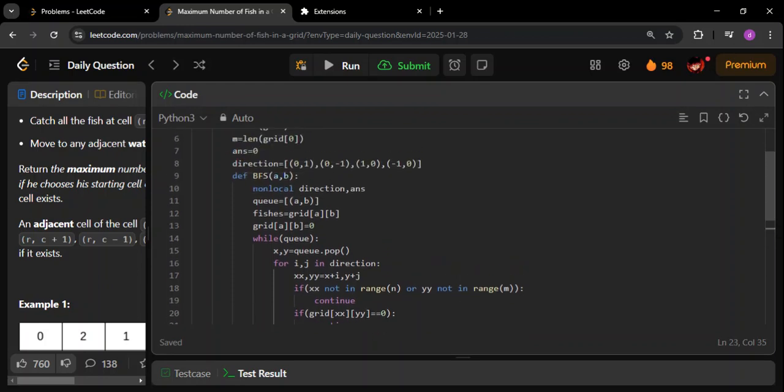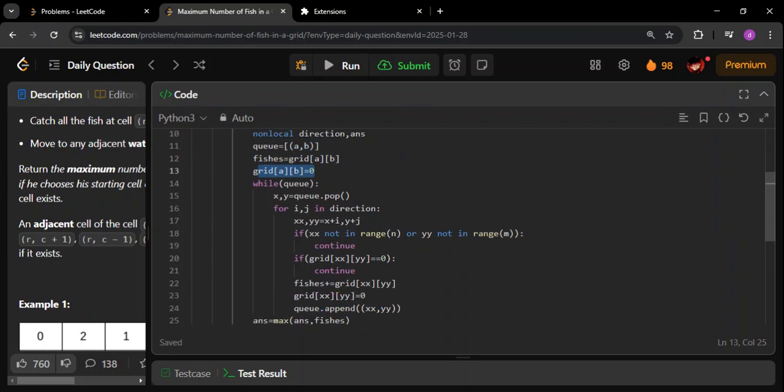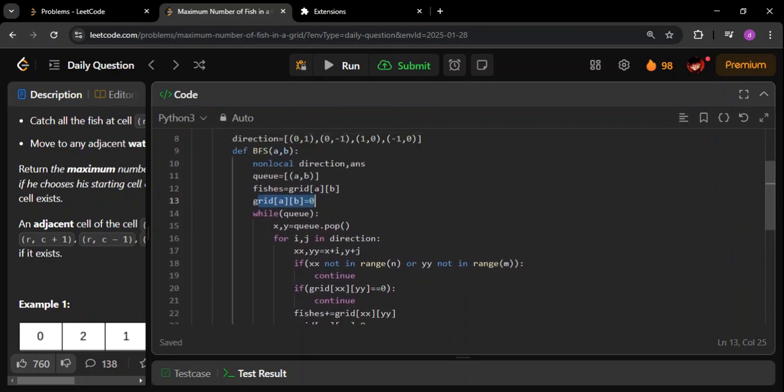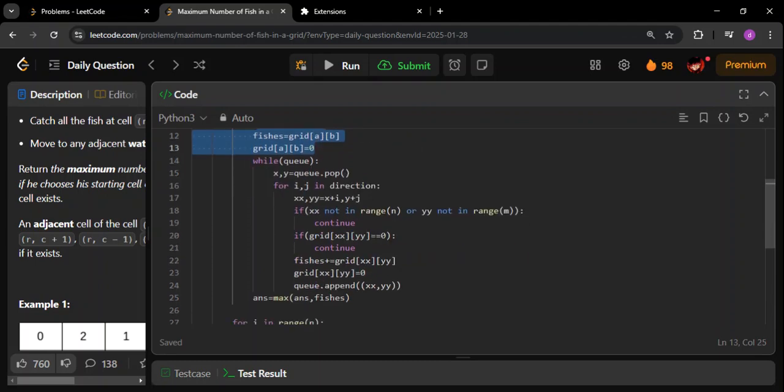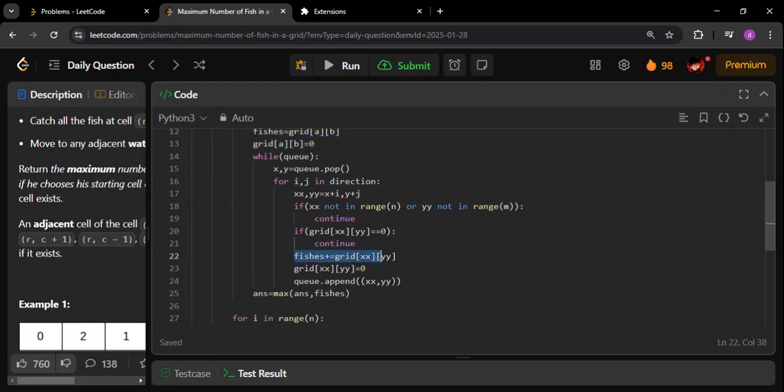Same thing, if you see, we have done here. First, I'm adding something to the queue, I have collected the fishes for that coordinate, and I've already made the value for that coordinate 0. The same thing I have to do. There are three steps here: adding it into the queue, collecting the fishes, and marking the fishes as 0. Same thing we have done here: collecting the fishes, marking the number of fishes equal to 0, and then appending it to the queue. As simple as that.